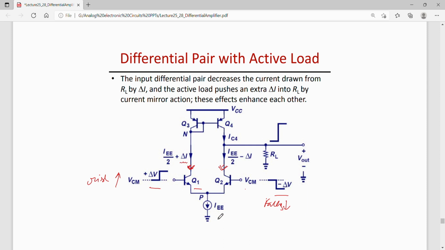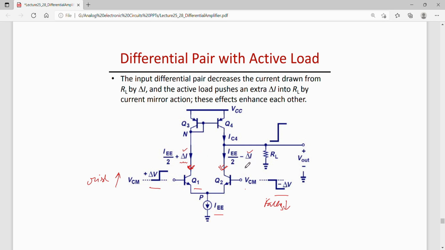Though I am using an ideal current source, and ideally the collector current should not change for a small change in input signal, since I am using a current mirror which is an active load which responds to any change in the input signal, for this change in the input signal, that is delta V on both sides, the current in the Q1 and Q2 transistors will also increase and decrease by the same amount delta I.